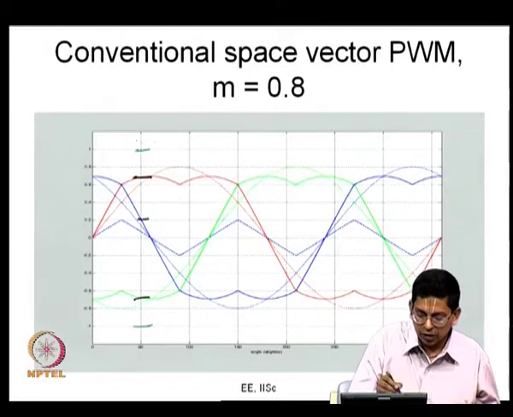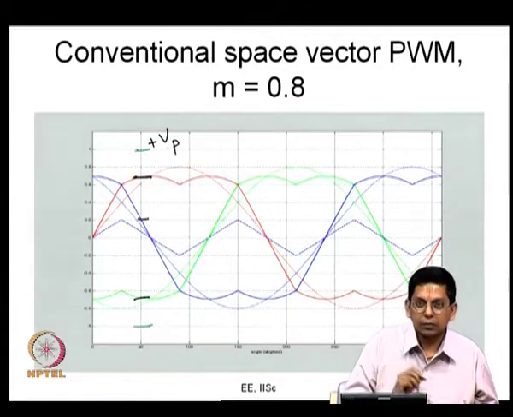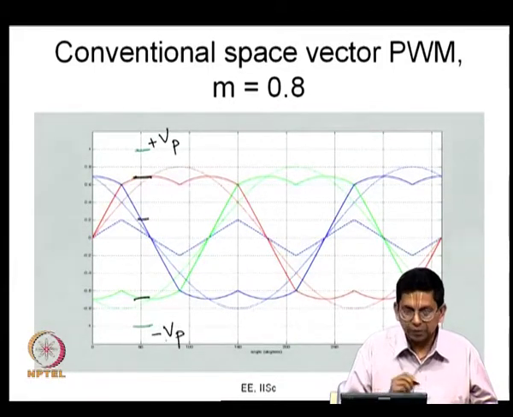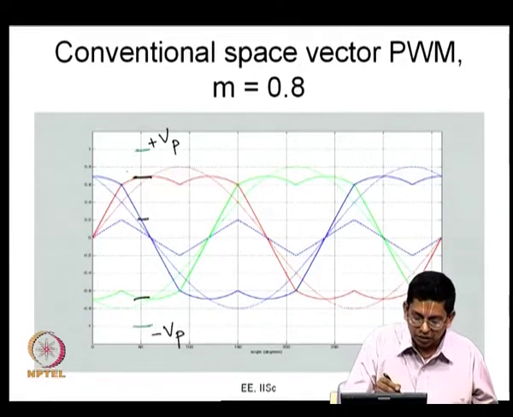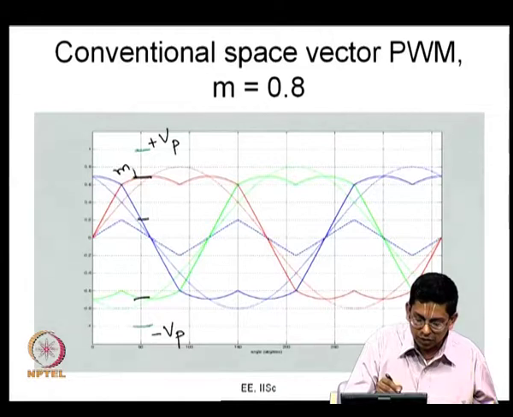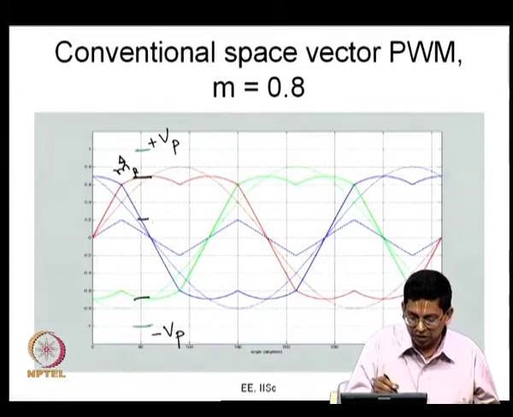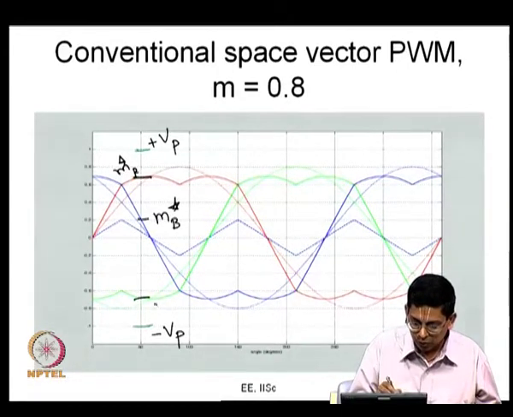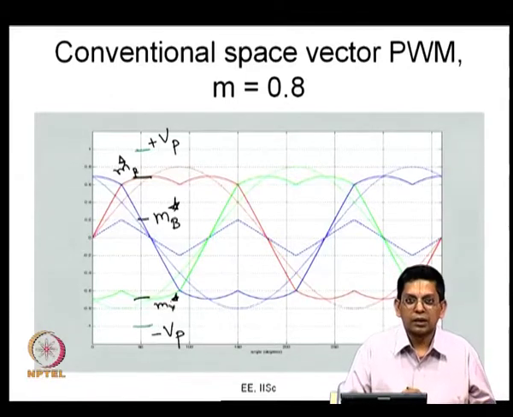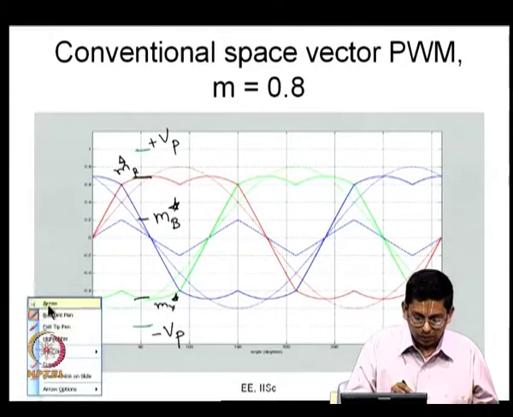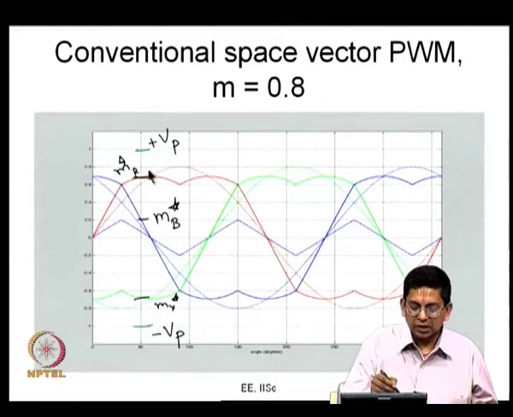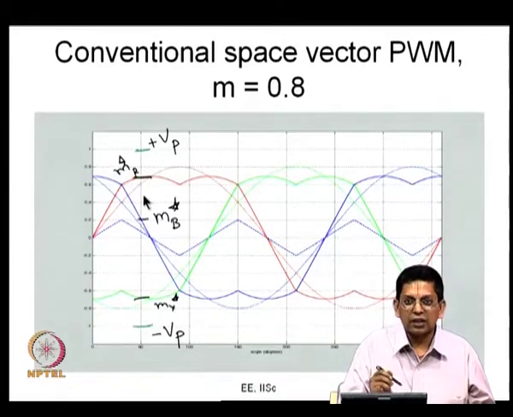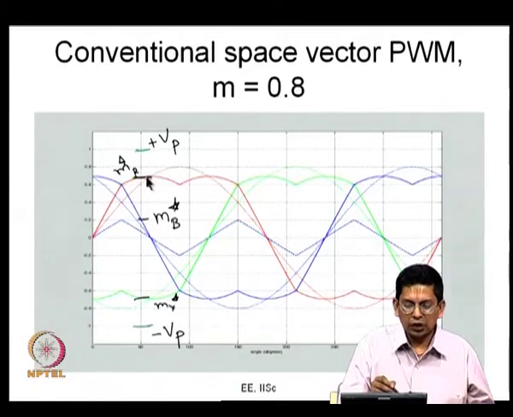Just to avoid confusions, I will make this further clearer. This is plus Vp, this is minus Vp. And what is this? This is MR star. And what is this? This is MB star, and this is MY star. So, you see that between Vp and MR star there is some gap. So, during this interval is when the 0 state is applied. During this small interval, what you will find is the carrier will be greater than MR star, MB star as well as MY star.